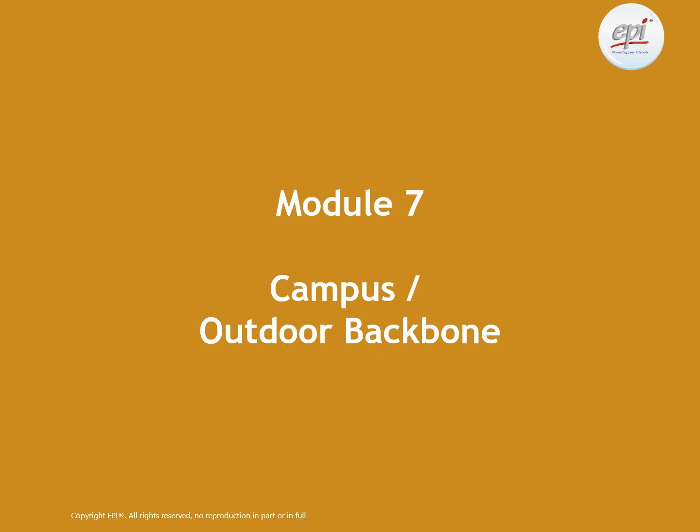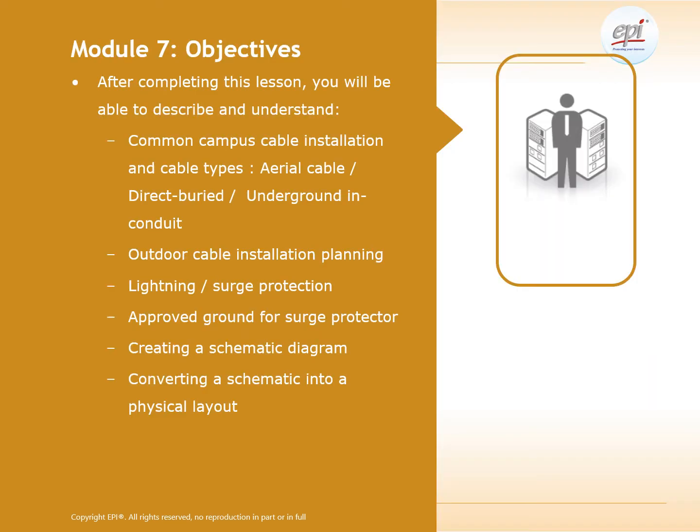Module 7, campus and outdoor backbone. Module 7 is talking about outdoor, basically campus outdoor installation. So we have aerial, hanging cable, direct buried or underground in conduit, based on your environment, your condition, the provision, what kind of facility you can have. So we talk about the outdoor cable installation planning. So what information do you need to have before you can go into the installation?